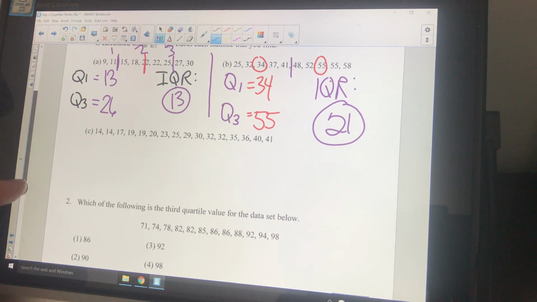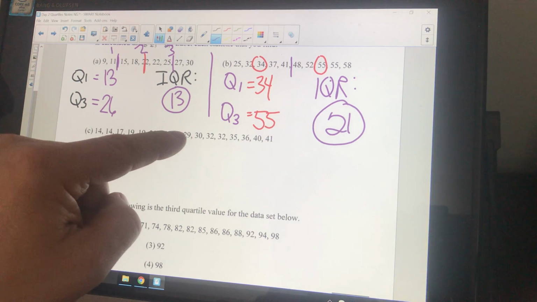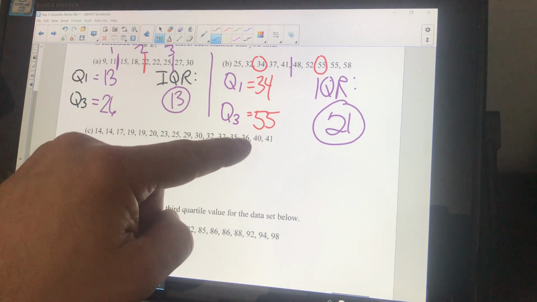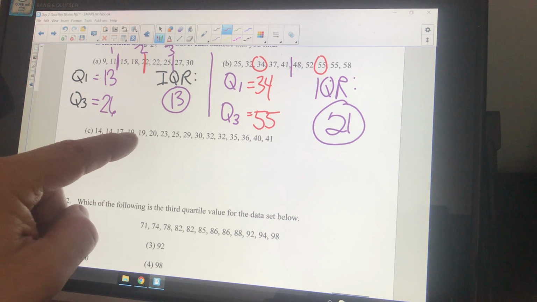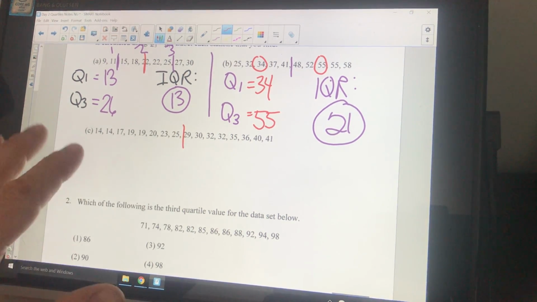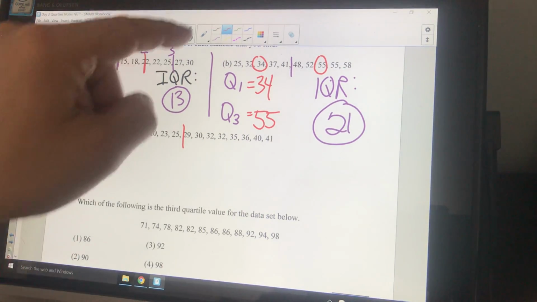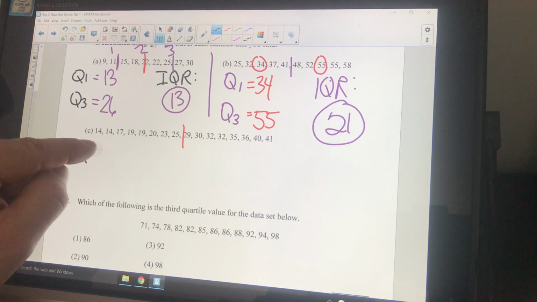Okay. One more set here. It's our biggest one yet. 1, 2, 3, 4, 5, 6, 7, 8, 9, 10, 11, 12, 13, 14, 15, 16 numbers. Okay. 1, 2, 3, 4, 5, 6, 7, 8. It's in between there. Okay. I have 8 on the bottom, 8 on the top. Right. I'm going to find my Q1. And let's take a look.